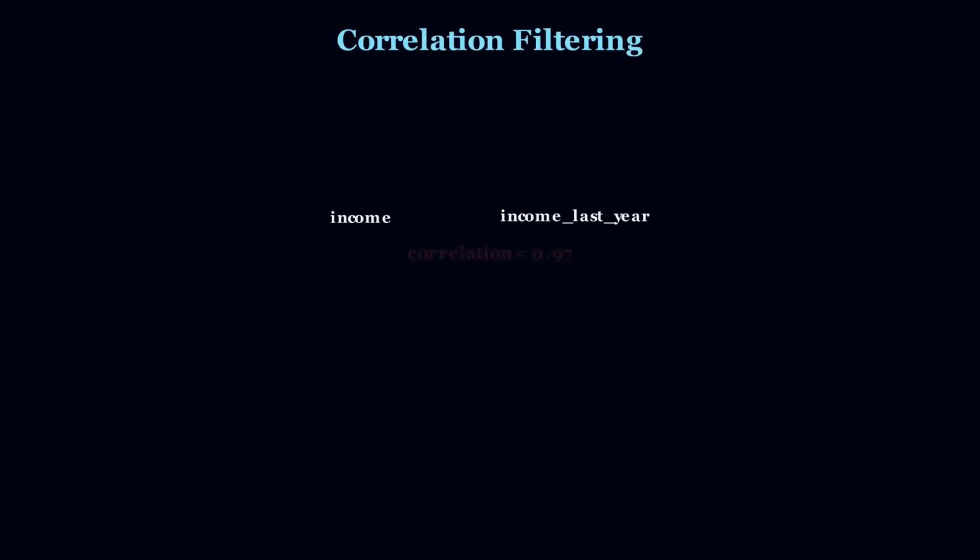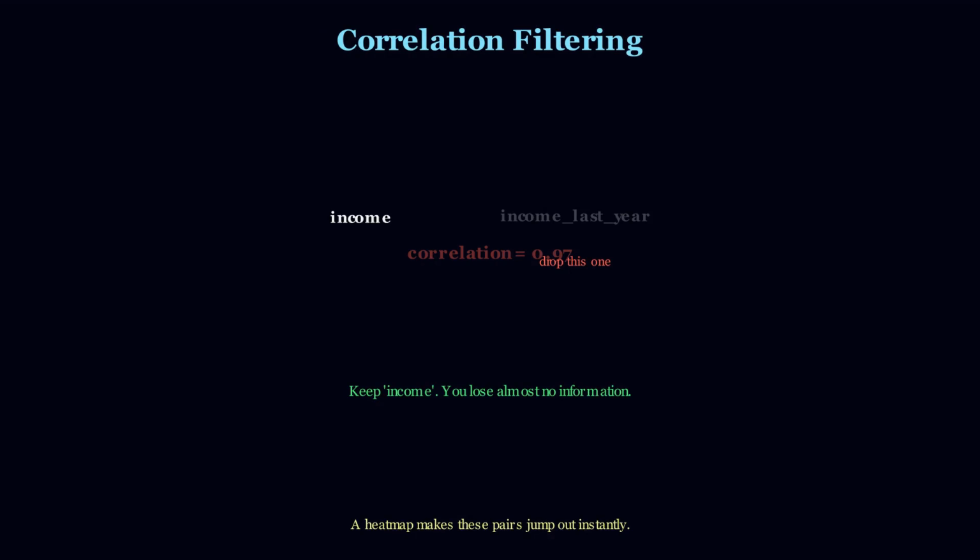First technique, correlation filtering. Two features with a correlation above 0.9 are basically twins. Keep one, drop the other. You lose almost no information. A heat map makes these pairs jump out instantly. This alone can remove a surprising chunk of a bloated dataset.